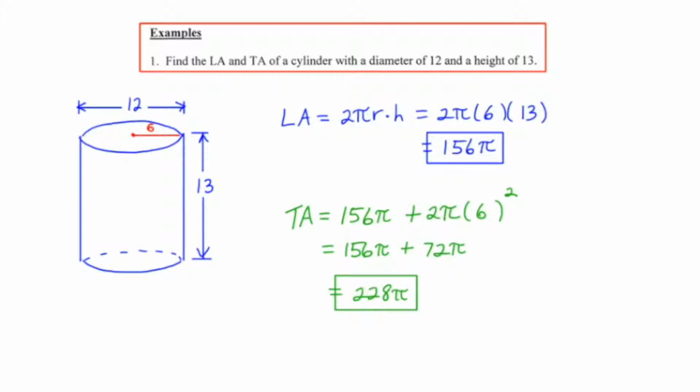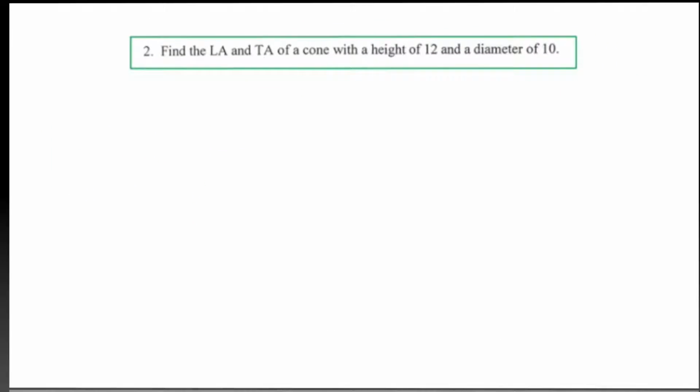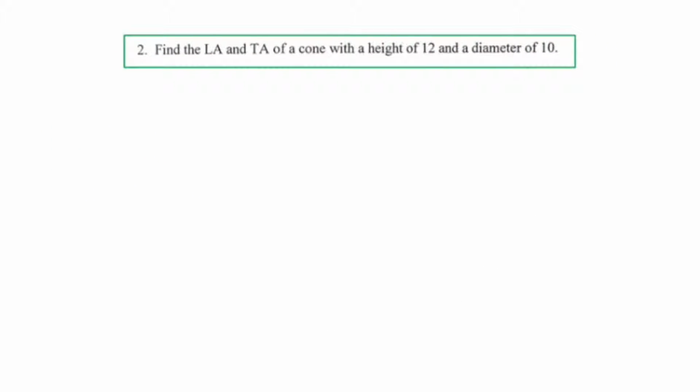Let's take a look at another example. So in example 2, we're asked to find the lateral and total area of a cone with a height of 12 and a diameter of 10. So once again, I think this problem is really screaming for a diagram, so I'm going to go ahead and draw a picture of a cone. Oh, that was a little rough there on the right, but you get the idea. I'm considering doing that over, but I'm going to really hold back.